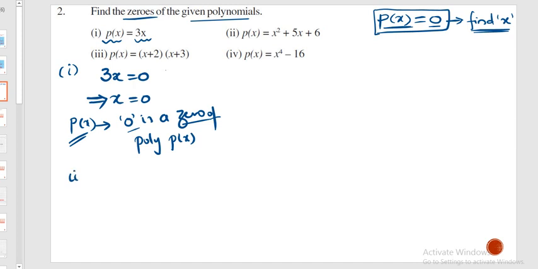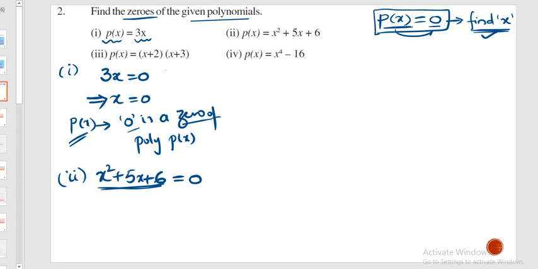Now let us see question number 2. What is question number 2? x square plus 5x plus 6. You need to find the zeros of this particular polynomial. For that, I am making it equal to 0. So x square plus 5x plus 6 is equal to 0. Now I need to find the values of x. Already we have discussed here, no? First of all we need to make it equal to 0, and after that we need to find the values of x. Now if you observe, this is a quadratic polynomial, right?